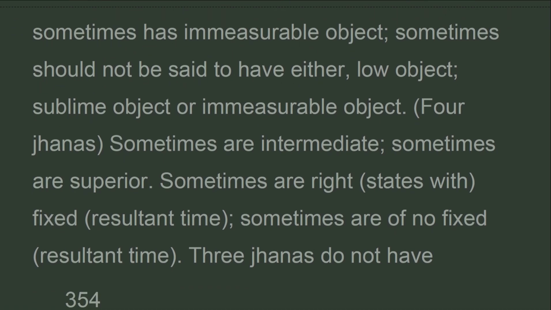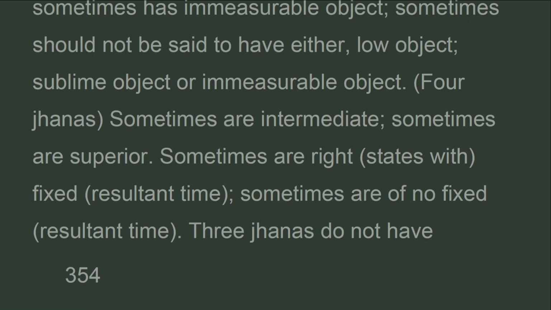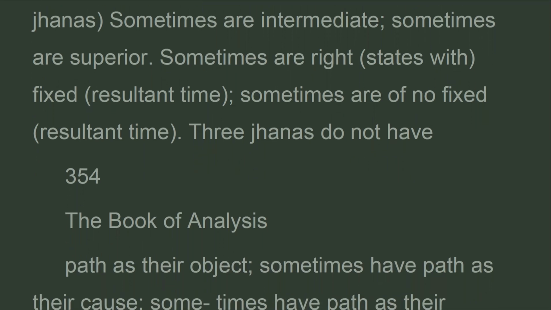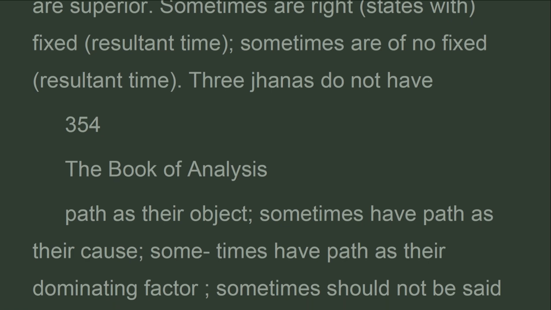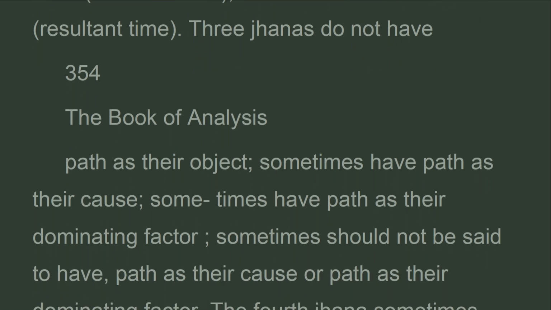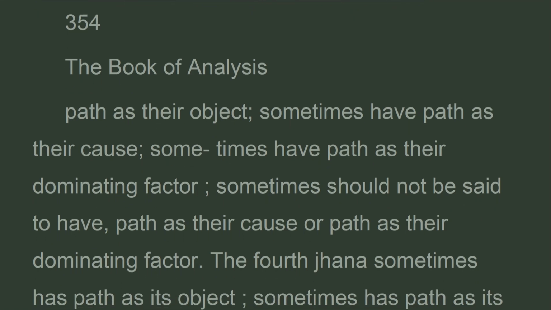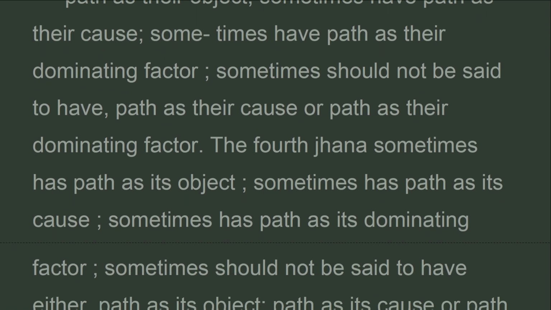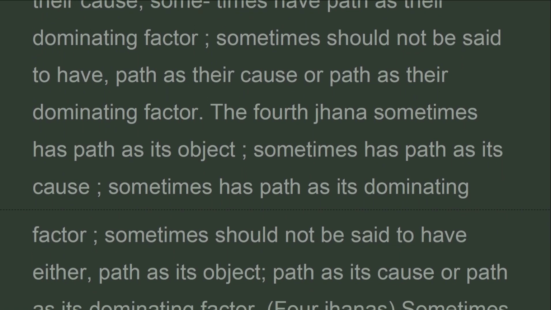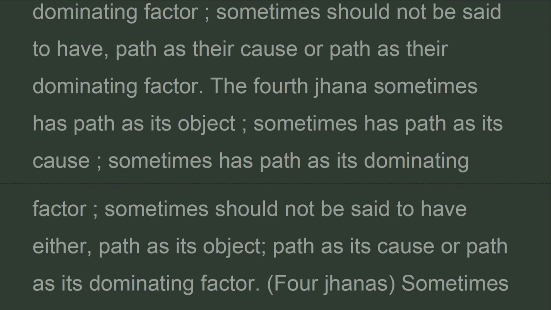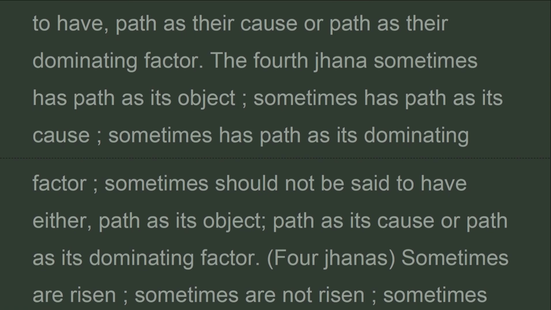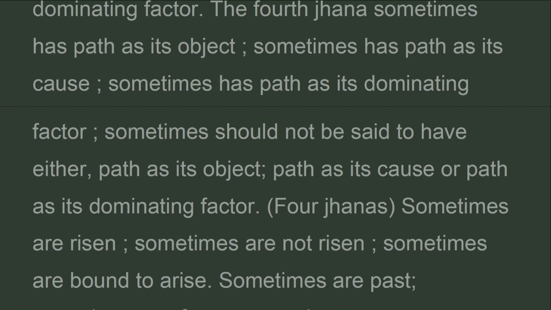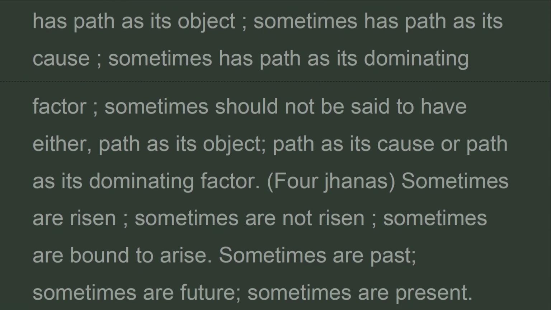Sometimes are intermediate, sometimes are superior, sometimes are right fixed, sometimes are of no fixed. Three jhanas do not have path as their object, sometimes have path as their cause, sometimes have path as their dominating factor. Sometimes should not be said to have path as their cause or path as their dominating factor. The fourth jhana sometimes has path as its object. Sometimes has path as its cause. Sometimes has path as its dominating factor. Sometimes should not be said to have either path as its object, path as its cause or path as its dominating factor.